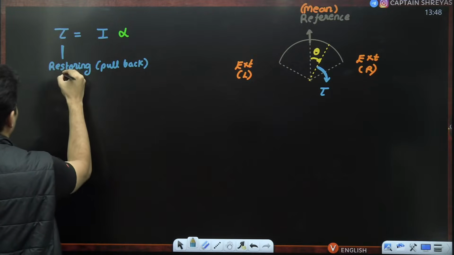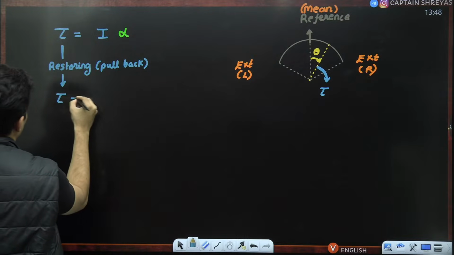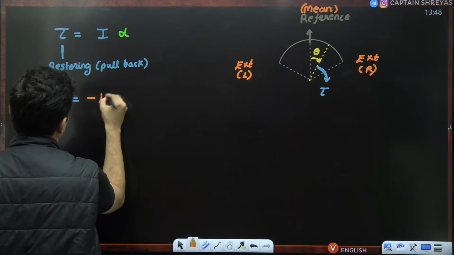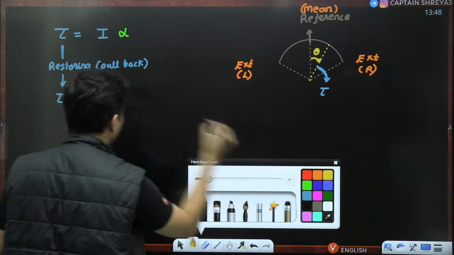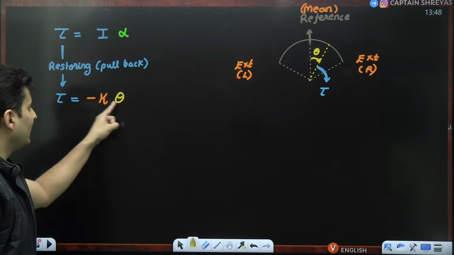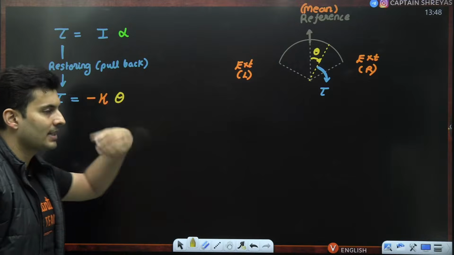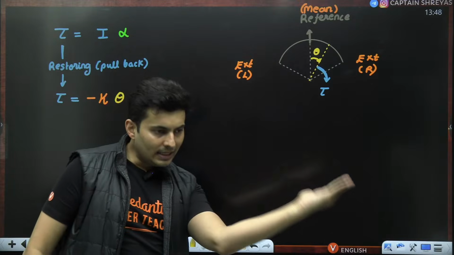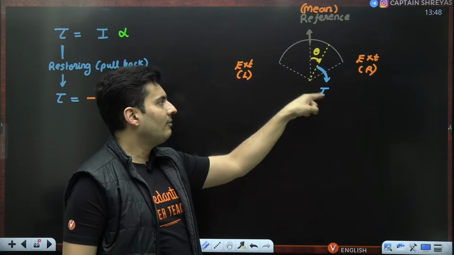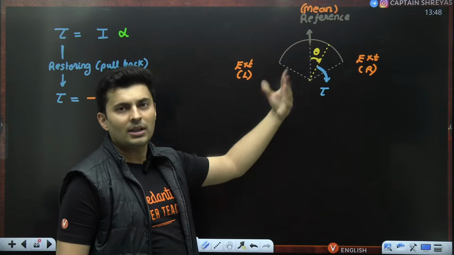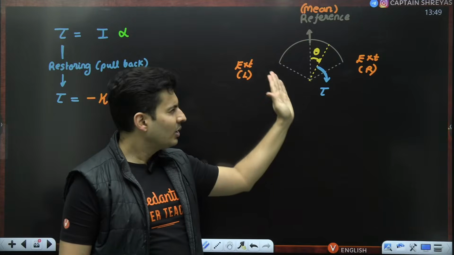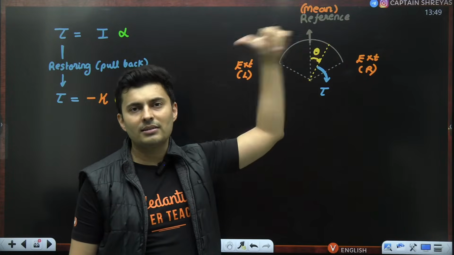That's why restoring. So that torque is actually minus k times of theta. Like you have force is minus kx, this torque will be minus k times of theta. If you rotate it like that, the torque will try to bring it back. Minus sign is because I have assumed the wrong direction of torque. Actually the torque will be opposite. So deliberately I have written it like that, because one side we always take positive, other side will be negative.